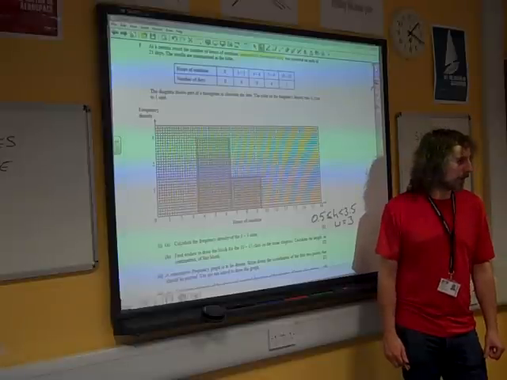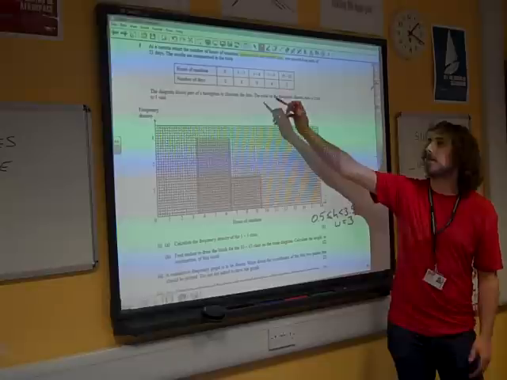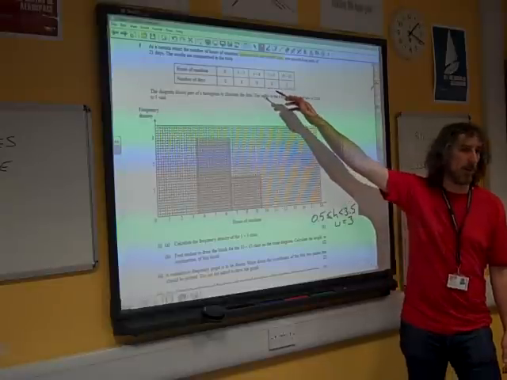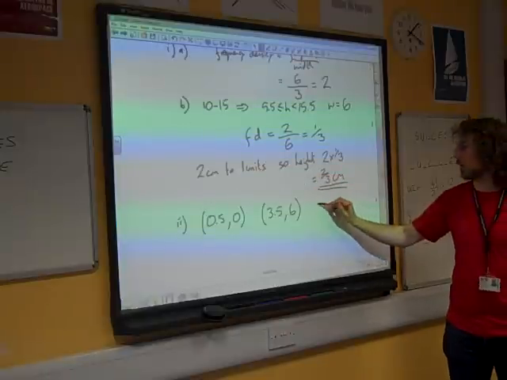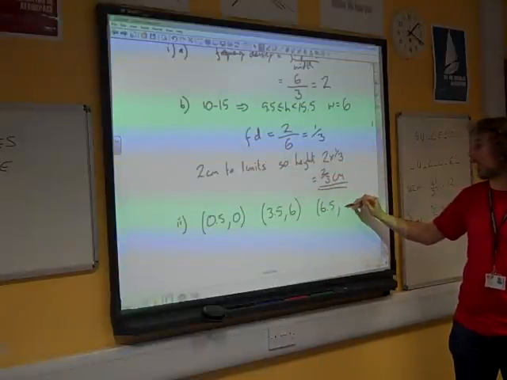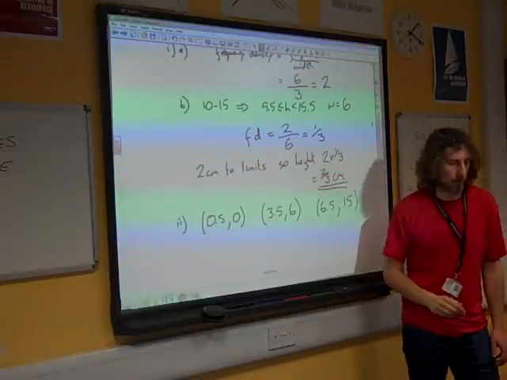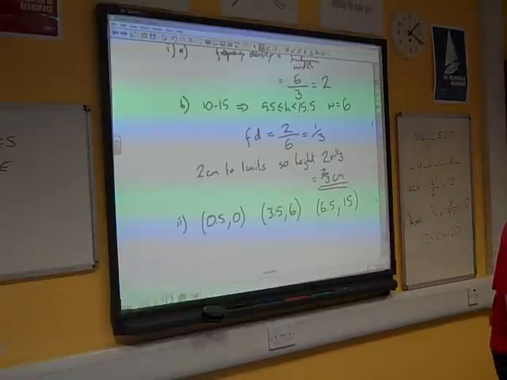6.5. Would it be 6.5? It would be 6.5, but it's cumulative frequency, isn't it? So we're adding on as we go along. So the next point would be 6.5, and then 15, because you're adding on the next point. I didn't actually ask it for that, did it? But I've done it anyway.